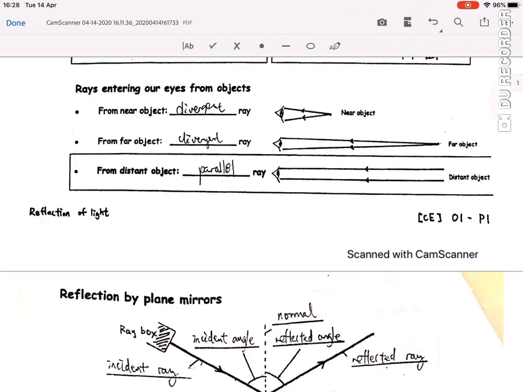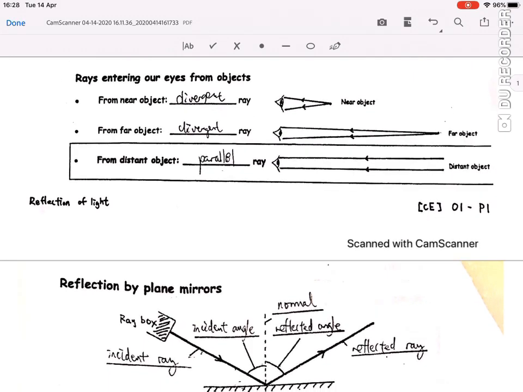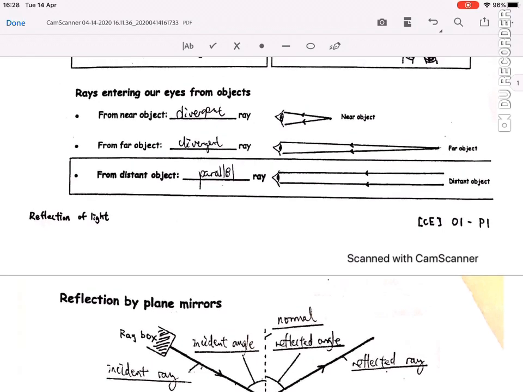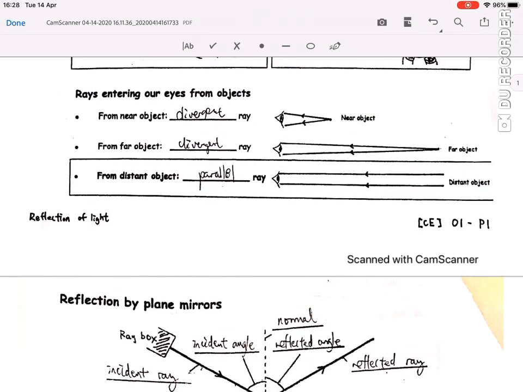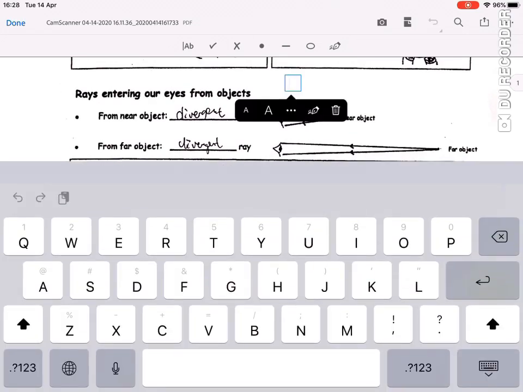At the bottom of page 1, we have the rays entering our eyes from objects. Let's take a look at the first one. From near objects, you will see that it's a divergent ray because it goes away from the object into our eyes. It doesn't come to one point. So again, we call it divergent.